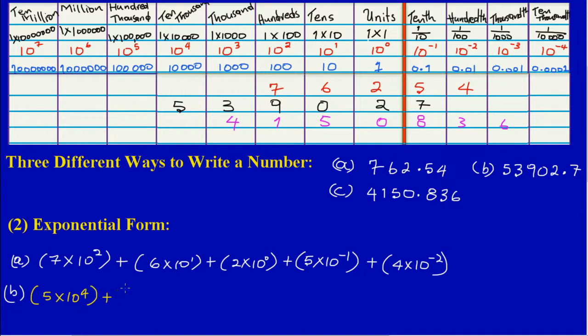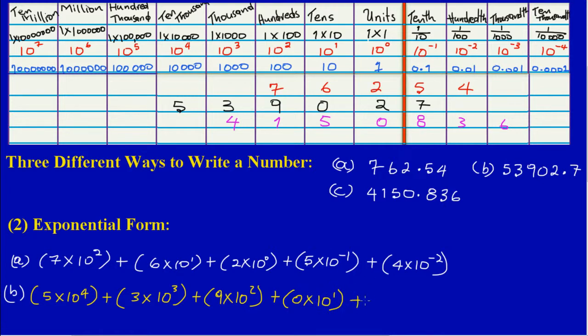Then we would have plus, and the next digit that we have is a 3, so we would have 3 times 10 to the 3rd power, because the 3 is in the 1000 column. That's being added to the 9, which is in the hundreds column, so I would have 9 times 10 to the second power. And that's being added to a 0 in my tens column, which I can just put as a placeholder: 0 times 10 to the first power. We know that anything times 0 is 0, so that would still work out.